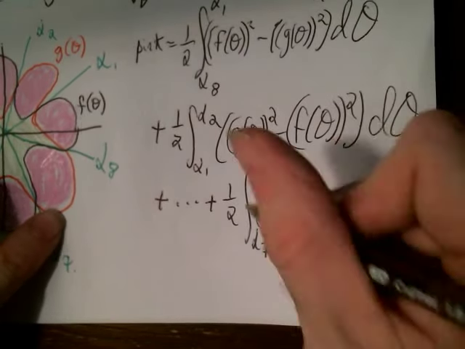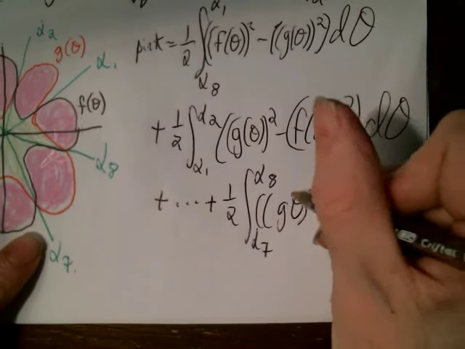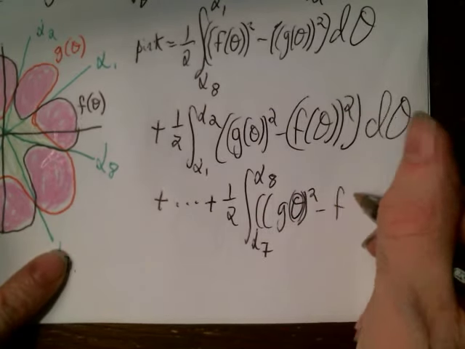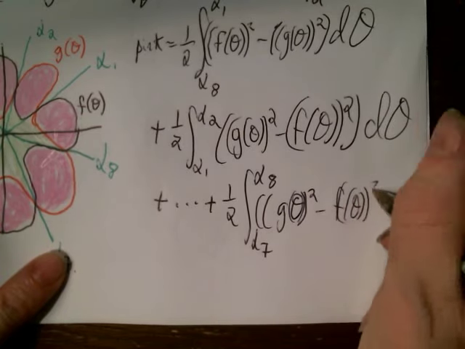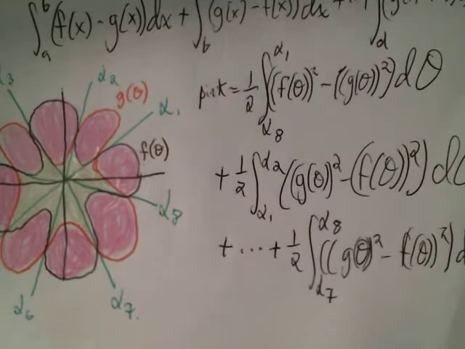So which one's on top? Then g of theta is on top, minus the f of theta on the bottom. Okay. Let's not do the green one. Well, yeah, sure. Let's do the green one.